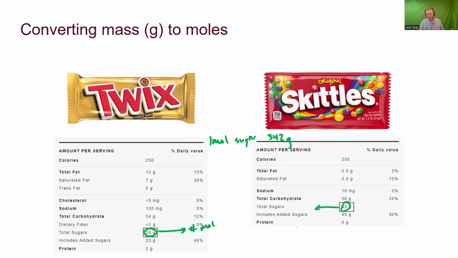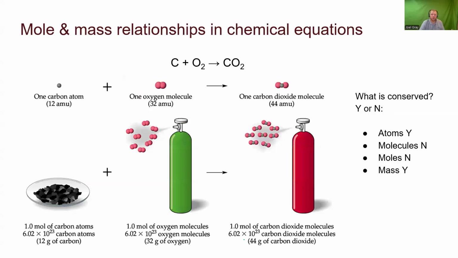Which one of these has the larger number of moles of sugar? The Skittles do, no doubt about that. But at the end of the day, your body needs to know about how many moles this has, because ultimately that's what matters for all of your different systems within your body and producing hormones and metabolizing sugars.